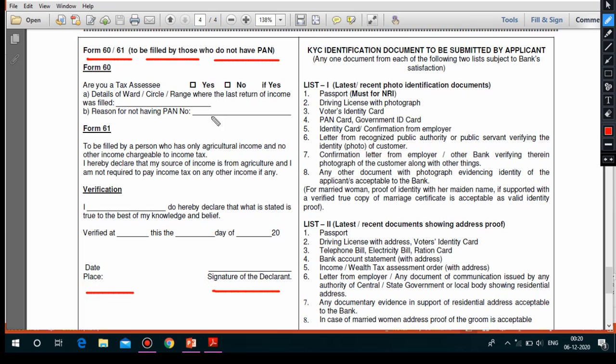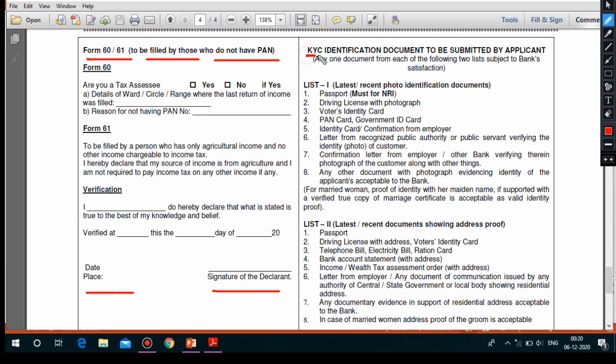And the nomination form is attached there, in the application form of the bank. If, while filling the application form, the customer did not fill the nomination form, there is a separate form also. You can ask the bank to get that form.